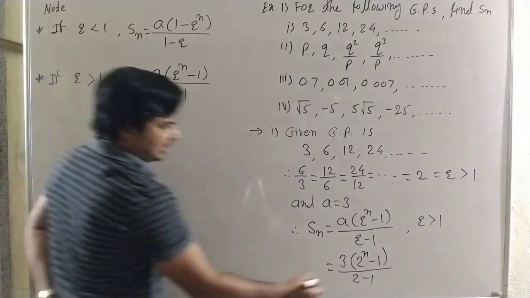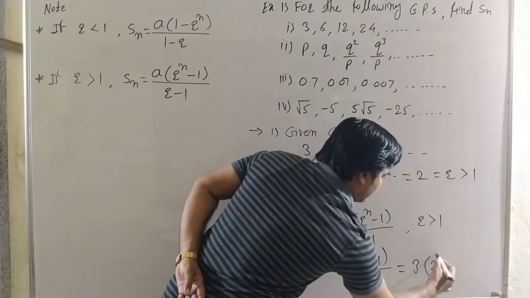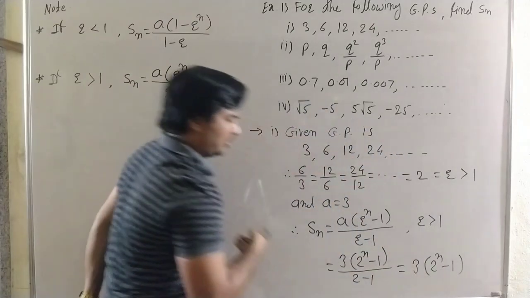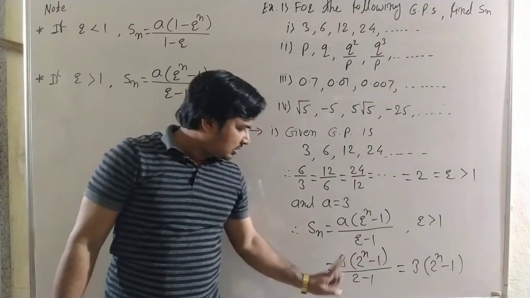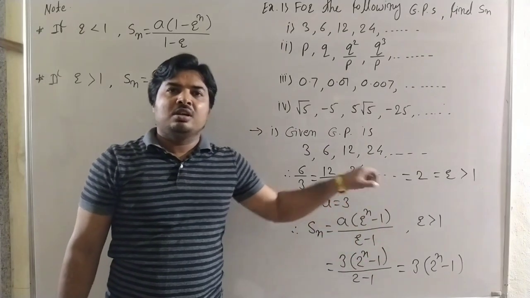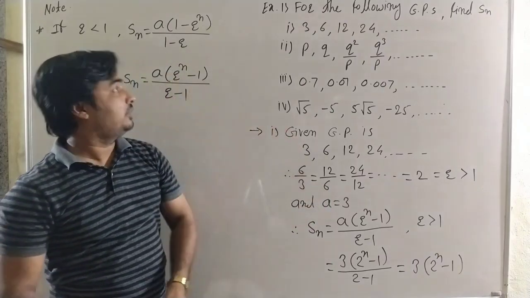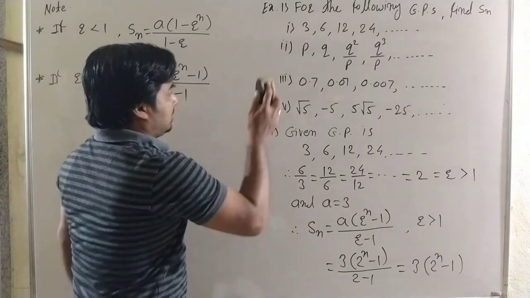So we can directly write Sn is 3 into 2 to the power n minus 1, upon 2 minus 1, which is 1. So 3 into 2 to the power n minus 1 is the sum of the first n terms of this geometric progression. Now we see the second example.